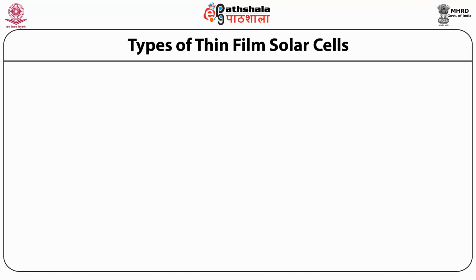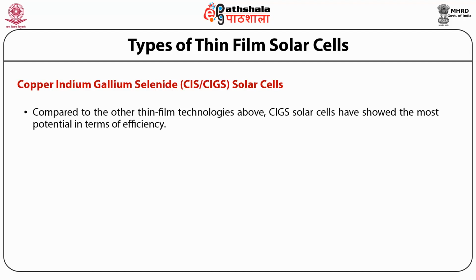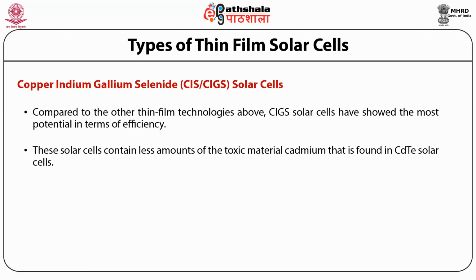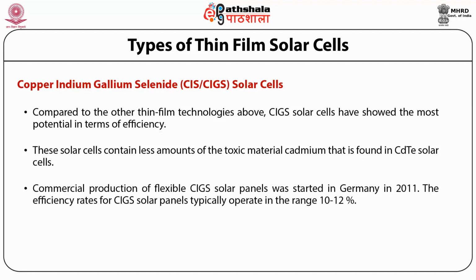The third type of thin film solar cell is the copper indium gallium selenide, or CIGS, solar cell. Compared to the other thin film technologies above, CIGS solar cells have shown the most potential in terms of efficiency. These solar cells contain less of the toxic material, that is cadmium, which is found in cadmium telluride solar cells. Commercial production of flexible CIGS solar panels was started in Germany in 2011.